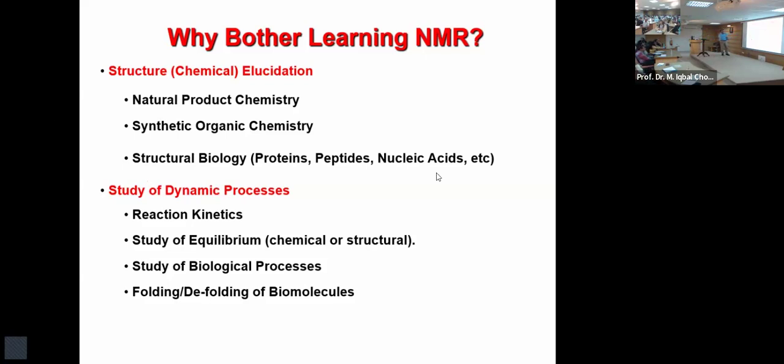And then, of course, structural biology: proteins, peptides, nucleic acids, and also dynamic studies. This is a very important aspect of it. Time scale. In any spectroscopic technique, the time scale is very important. You know how much time it takes to record UV?